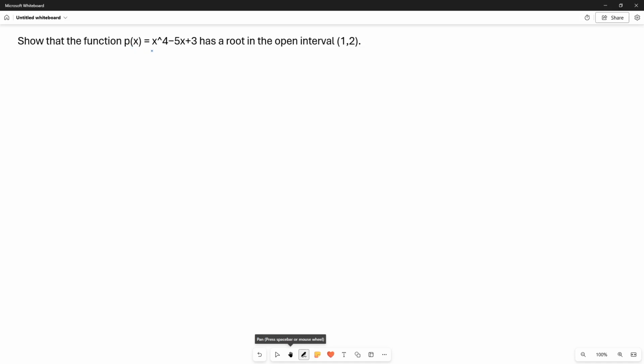Show that the function p of x equals x to the fourth minus 5x plus 3 has a root in the open interval 1 to 2. So to say that this polynomial here, p of x, has a root means that there is a number x where the polynomial is equal to 0. A root means equal to 0. We're trying to find where the polynomial crosses the x-axis. Those are called the roots of the polynomial.